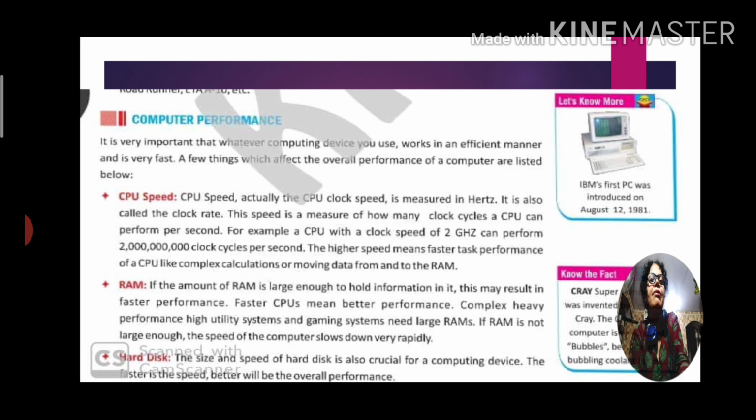Now the second one is RAM. If the amount of RAM is large enough to hold the information in it, this may result in faster performance. Complex, heavy performance, high quality systems and gaming systems need large RAM. If RAM is not large enough, the speed of the computer slows down very rapidly. If you want to play games on your computer, then your computer should have large RAM.